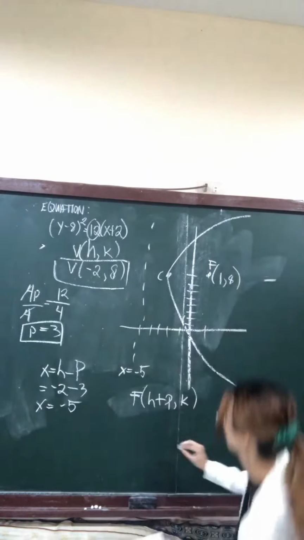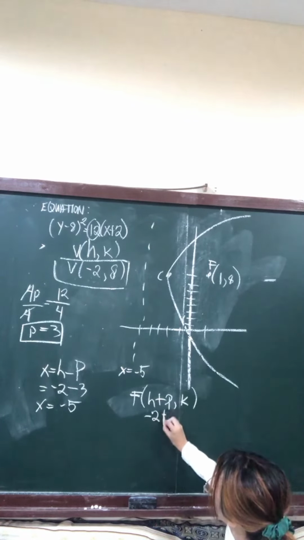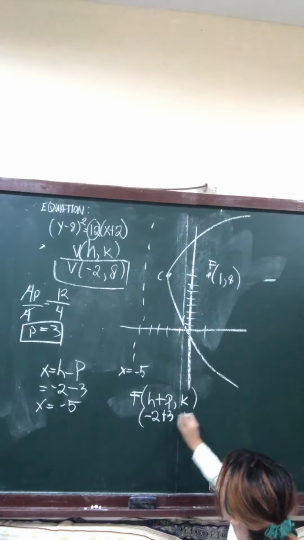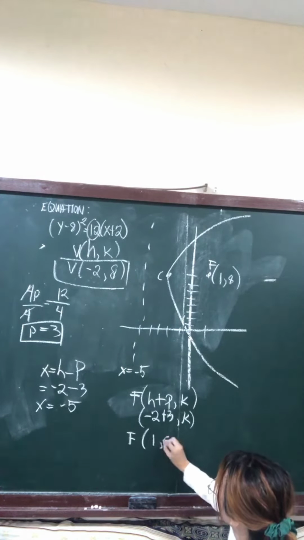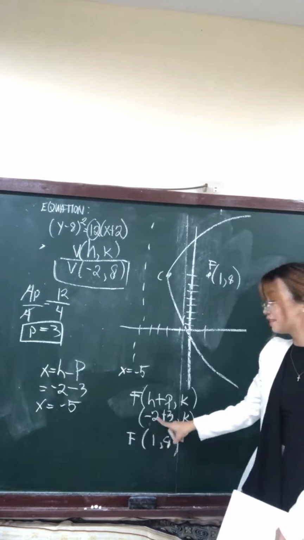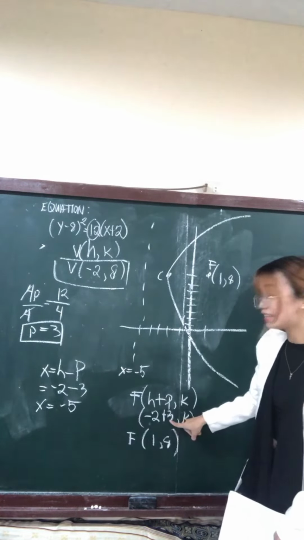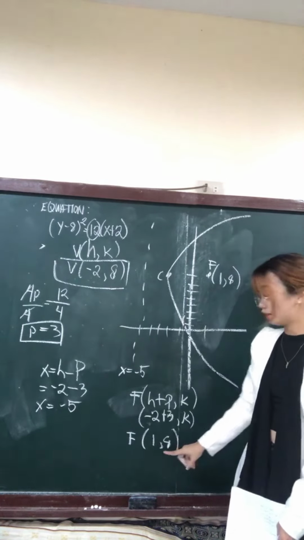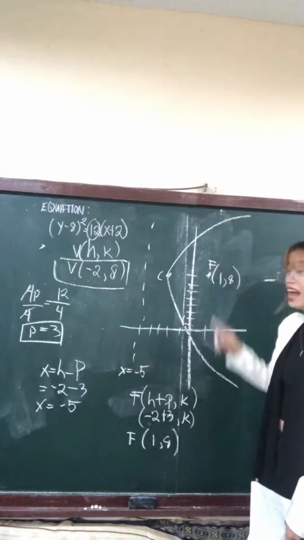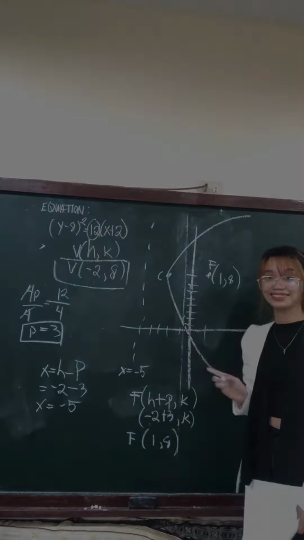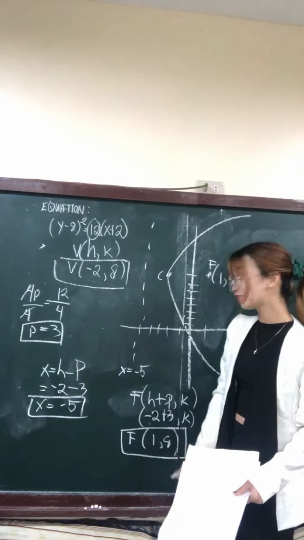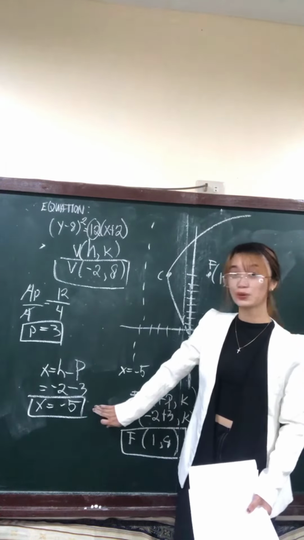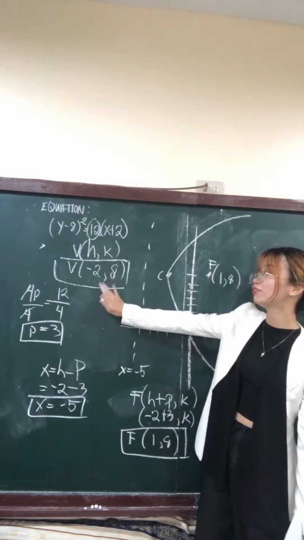Let's see. Negative 2 plus 3 is equal to 1. Since 3 is greater than negative 2, our sign would be positive. And our k is 8. So, we have the focus of 1, 8. So now, we have the coordinates for the focus, which is 1, 8. We have the equation for the directrix, which is x equals negative 5. And we have the vertex of negative 2 and 8.